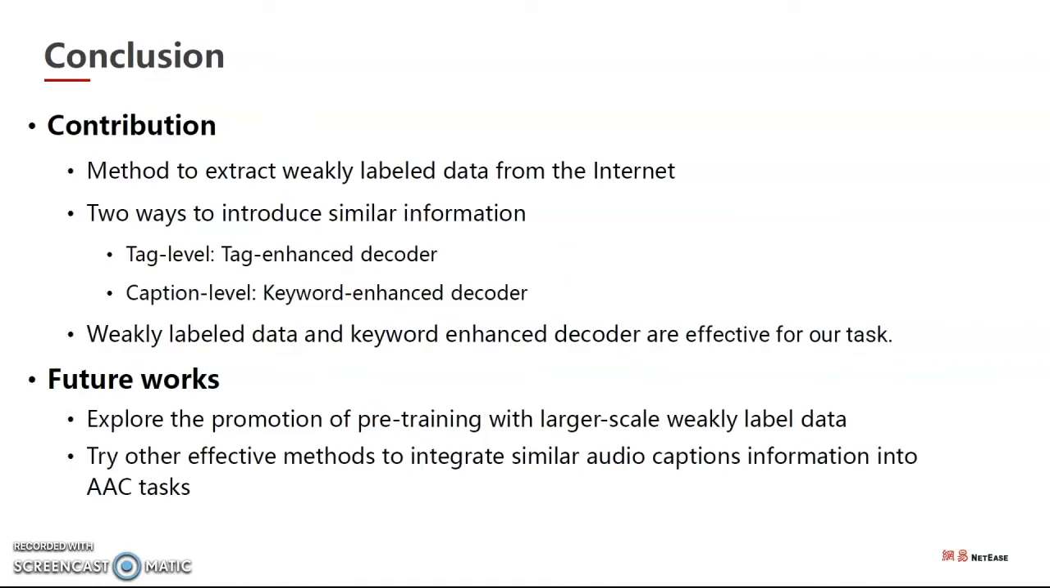Let's summarize this presentation. We propose a method to extract weakly labeled data from the internet. We also try two ways to introduce similar information. One is tag level, which is the tag-enhanced decoder. Another one is caption level, which is the keyword-enhanced decoder. The experiment results show that weakly labeled data and the keyword-enhanced decoder are effective for our task.